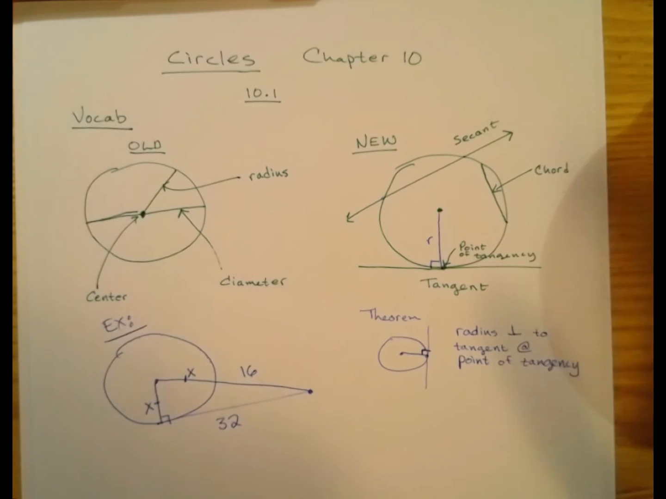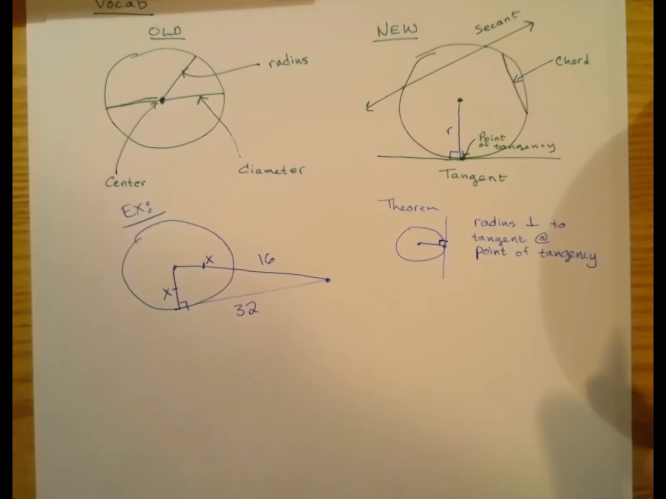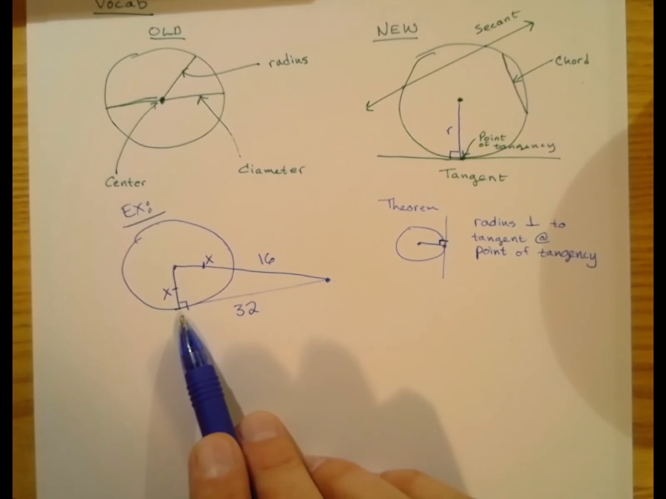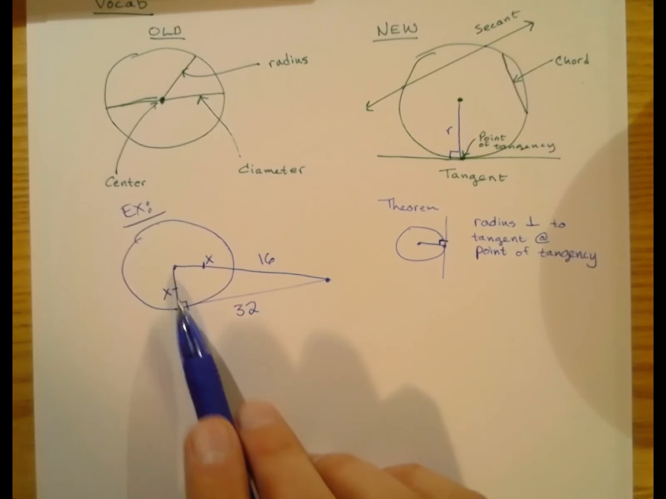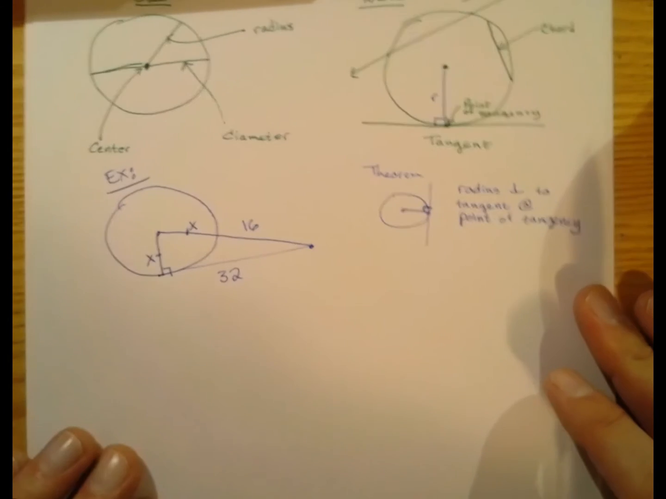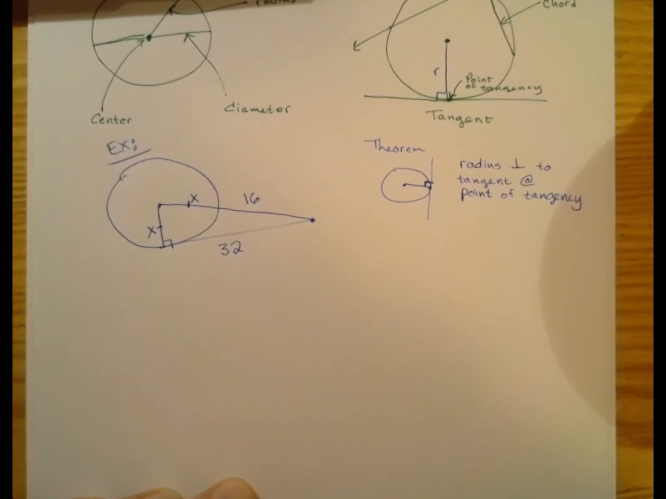So we can use that for an example problem like this. Because of this theorem, we have that perpendicular segment there, the radius perpendicular to the tangent at the point of tangency. When we have a scenario like this, we create a right triangle. And we all know with right triangles, we get to use our most excellent Pythagorean theorem.